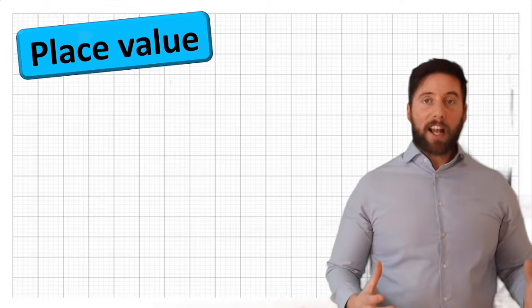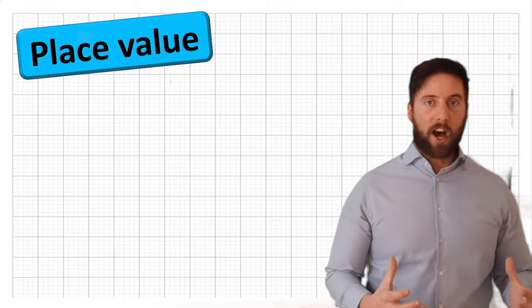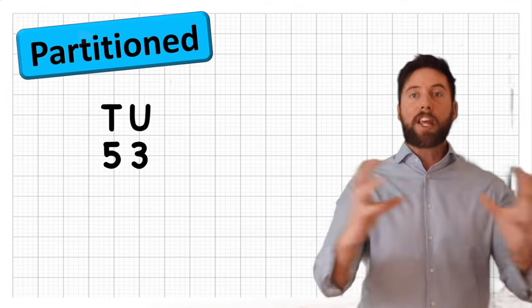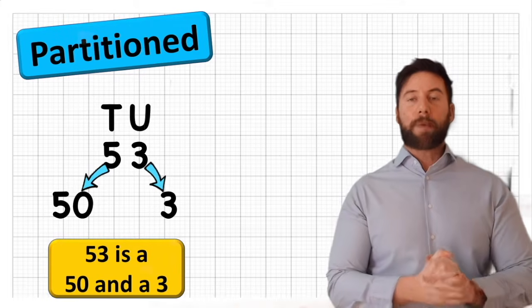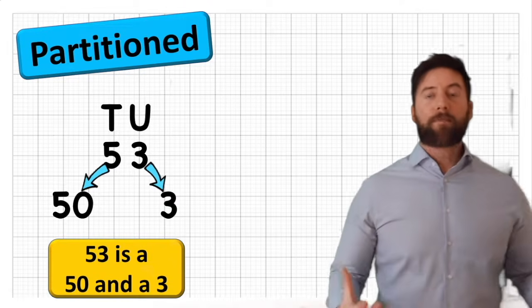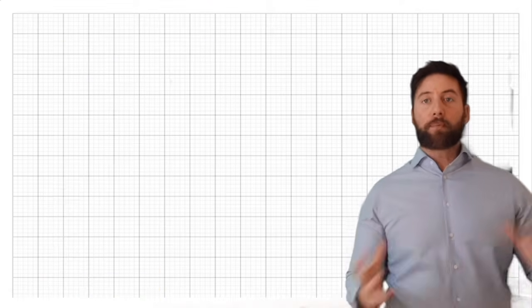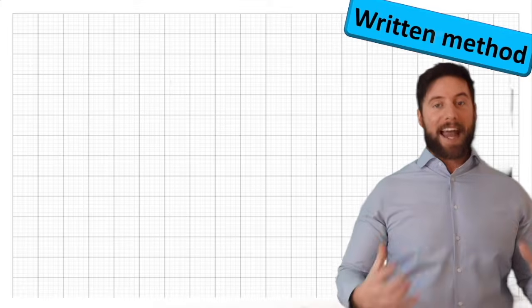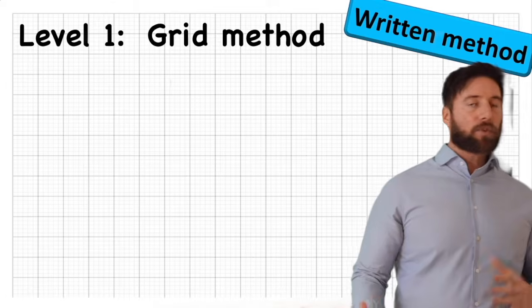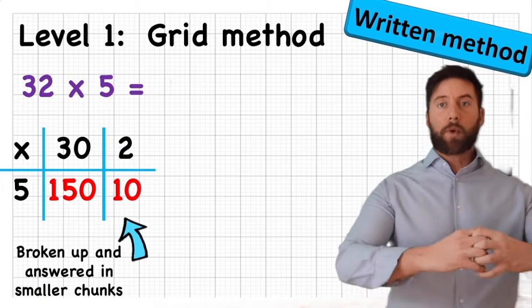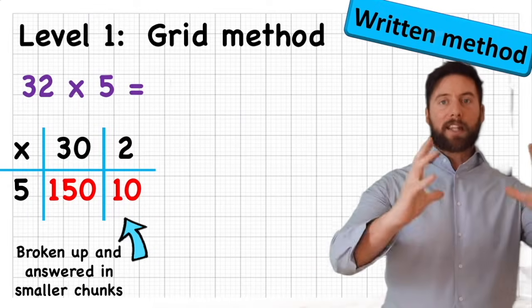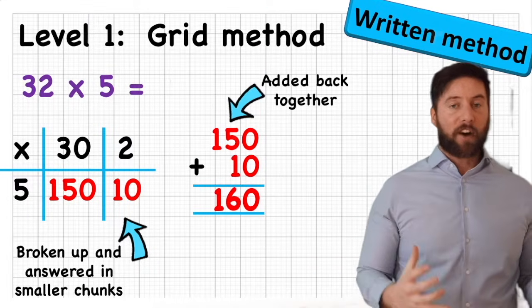The reason that place value is so important to understand before we start is because we're going to use our understanding of place value to partition and break up our multiple digit into more manageable chunks that are easier for us to multiply. But before we get into it, let's review what we've done so far in previous videos to understand where we're at now, okay? So our written method started with grid method. Now grid method was really useful because it really showed us what we're doing. We're breaking up those numbers and we're answering them in smaller chunks and then putting that number back at the end to give us our final total.